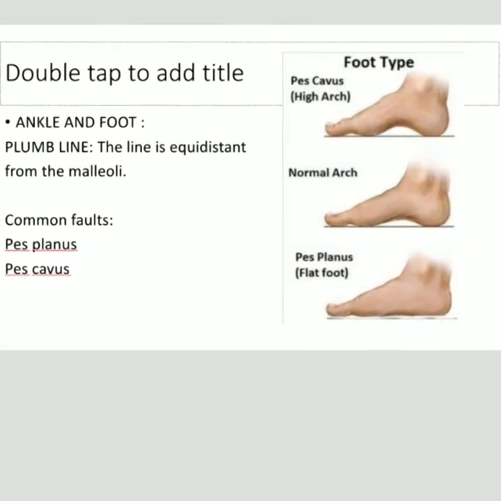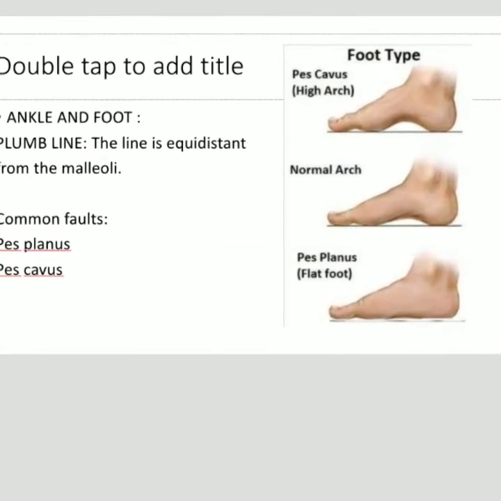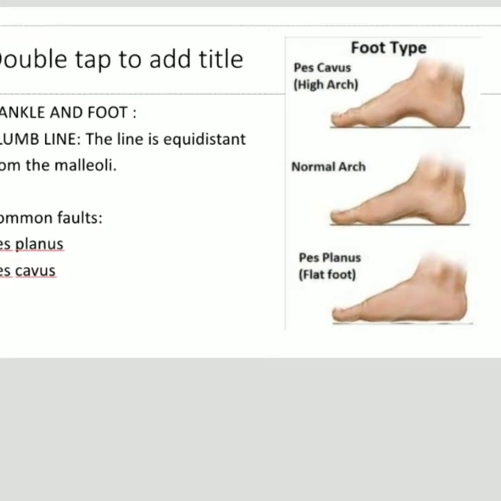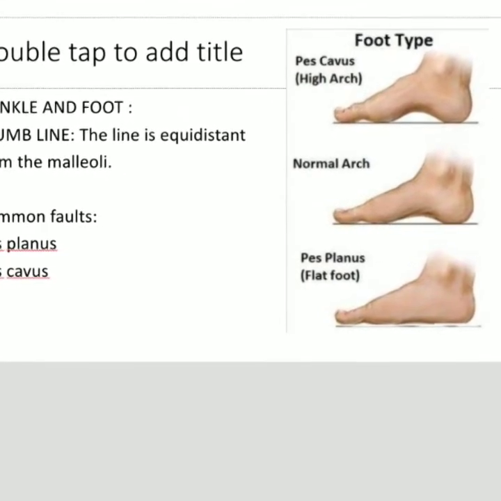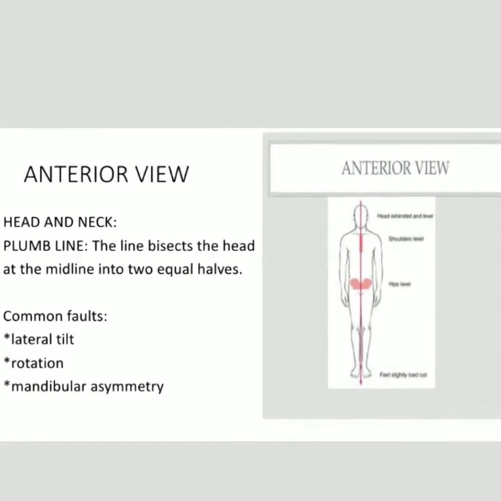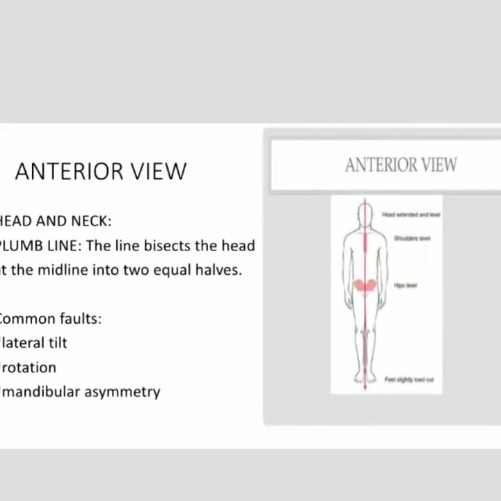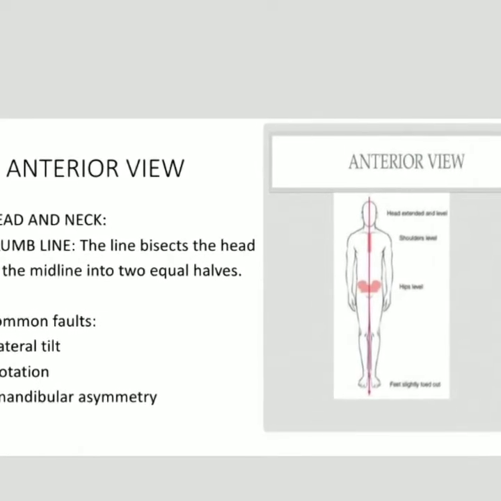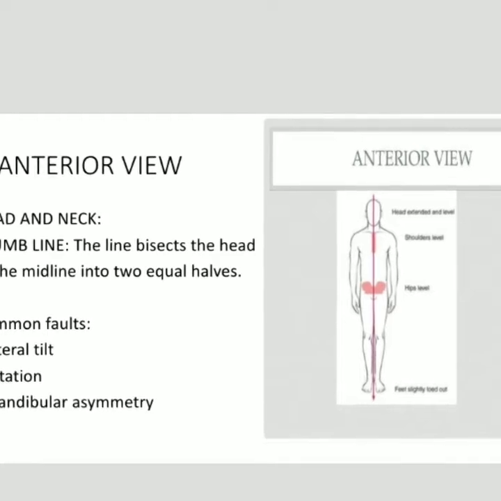Knee. In the knee, the plumb line falls equidistant to the knees. Here the faults are genu varum and valgum. Ankle and foot: the line is equidistant from the malleoli. Then comes the anterior view. Here the plumb line bisects the head at the midline into two equal halves.